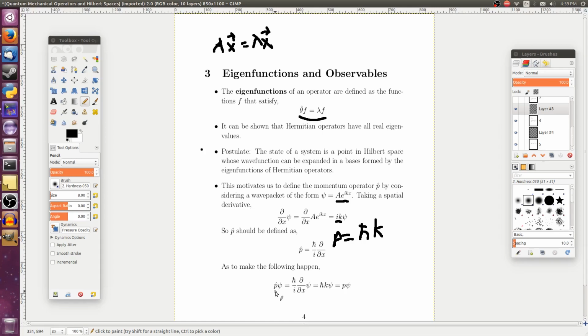Because if we do this now, if we define our momenta operator in this fashion, then whenever we act on psi with p, we get h bar over i, times partial over partial x of psi. Well, partial over partial x of psi is ik. So we have h bar over i times ik psi. Well, luckily those imaginary numbers cancel, and we get h bar k, which is just p, times psi. So this is going to be how we define the momentum operator.